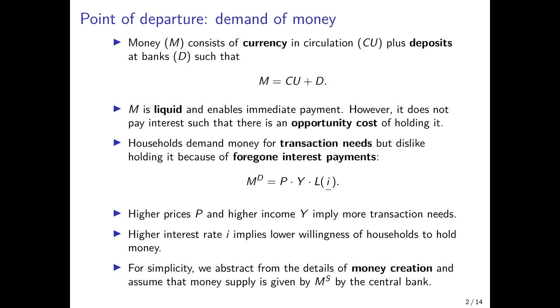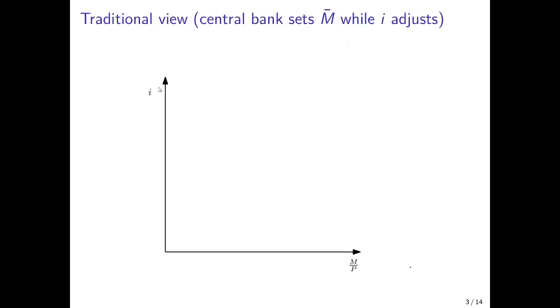Now we illustrate the money market and the equilibrium on the money market in a diagram where we have the interest rate on the vertical axis and real money holdings, that's nominal money holdings, M, divided by the price level, on the horizontal axis. And first we depict the traditional view, which posits that central banks set the money supply M bar, while the interest rate adjusts if households change their liquidity preference.